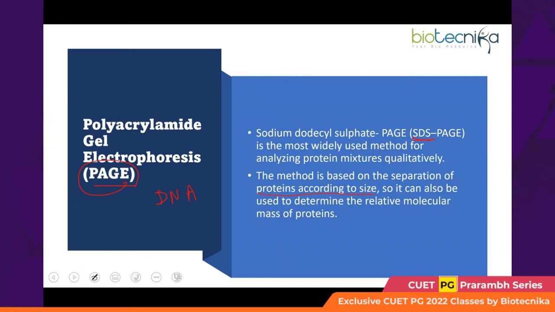Yeah, Nivedita, you can use ETBR for visualizing the RNA, but because RNA is single stranded, it does not stain very strongly with ethidium bromide. It stains better with another dye, that is acridine orange. So that's why for visualizing RNA that has been separated by agarose gel electrophoresis, acridine orange is used.